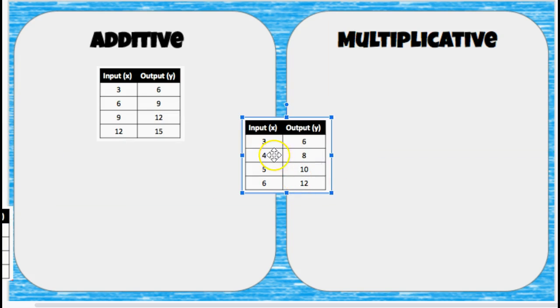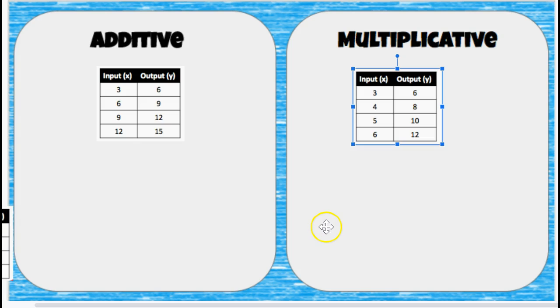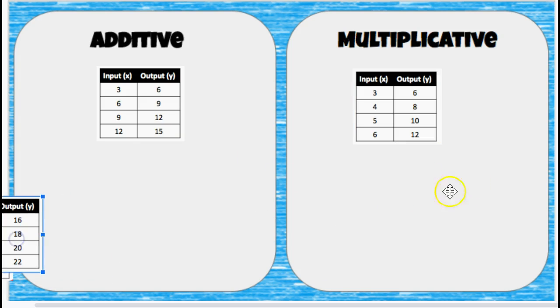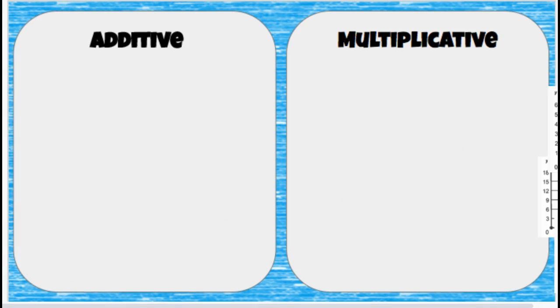So again, let's look at this one. 3, if it's plus 3, that's 6. 4 plus 3, that would be 7, so that wouldn't work. 3 times 2 is 6. So let's see if times 2 is our pattern. 4 times 2 is 8. So that works. 5 times 2 is 10. So our pattern is times 2. 6 times 2 is 12. So since we're multiplying, it's a multiplicative pattern. So you're going to add all these on which side that they go.